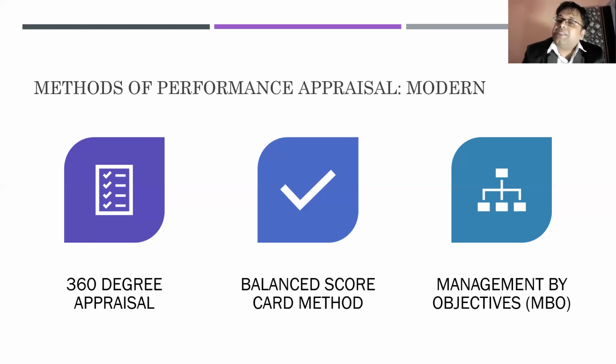So usually the balanced scorecard consists of 4 parameters. Number 1 is the financials. Number 2 is the customer centricity. Number 3 is the training and development. And number 4 is the business process development.